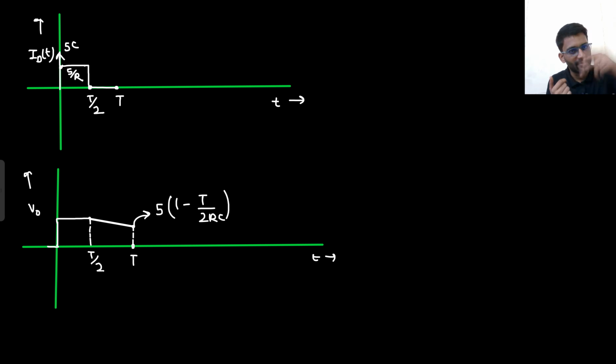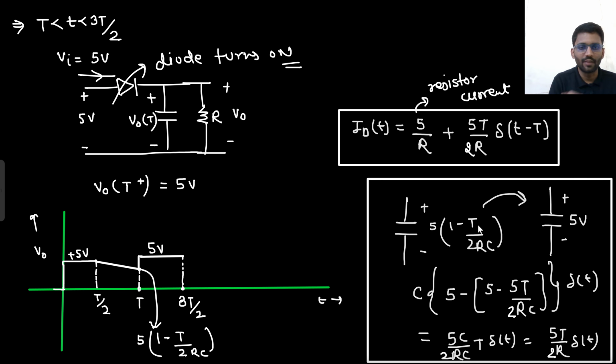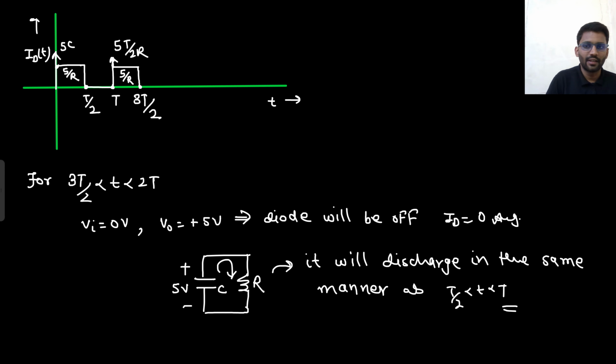So what will be the current? Impulsive current of the same magnitude will be there. And there will be one more current, that will be 5 by R, the resistor current. So 5 by R plus this current. So this cycle will keep on repeating. That's it. Are you getting this point? So now I can draw the IDT waveform. Also I can draw the V0 waveform.